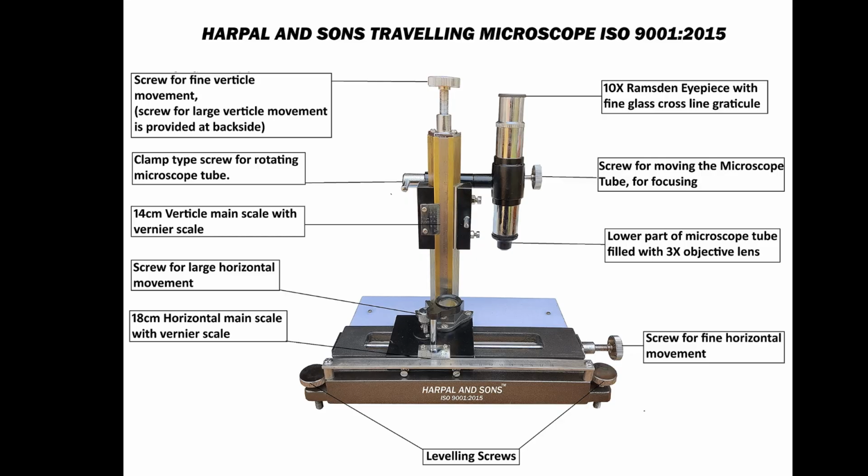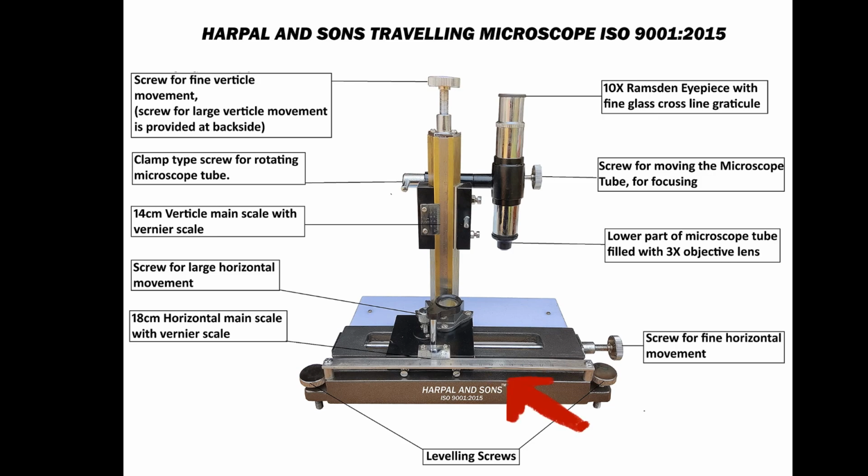The traveling microscope has lots of parts, but for this experiment I'm going to narrow it down to a few important parts, starting with the eyepiece that you see here. This is what we look through, and the objective lens focuses the image. Both of them are controlled by this knob here.